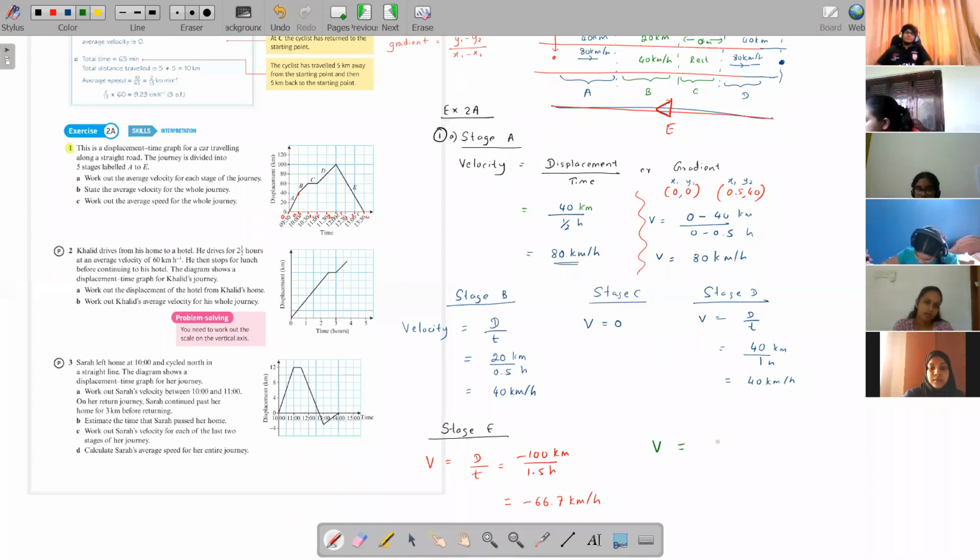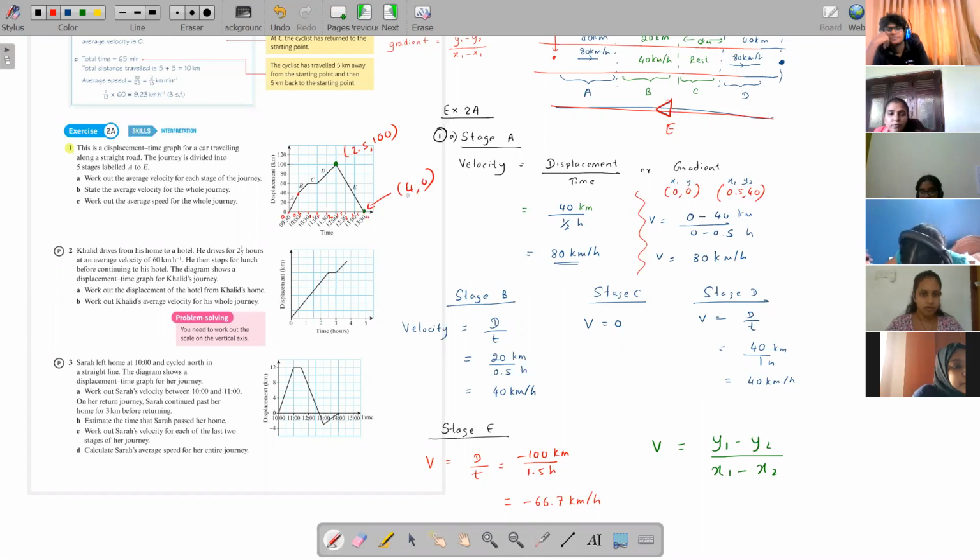So velocity equals y difference over x difference. Let me put these two coordinates. Can you see I'm using these two coordinates at stage E? The first coordinate is 2.5, 100. Do you agree? My coordinate at stage E starts at 2.5, 100, ending at this coordinate 4, 0. Ending at 4, 0. Do you agree?